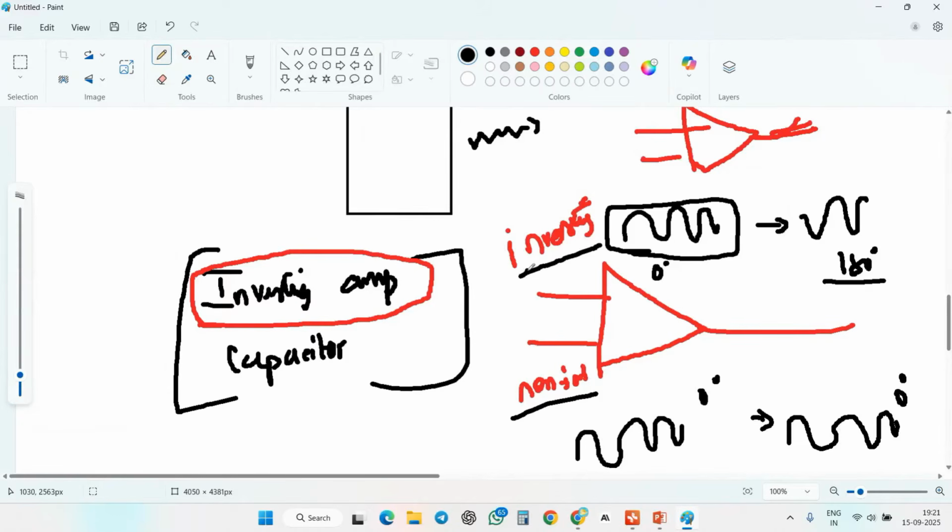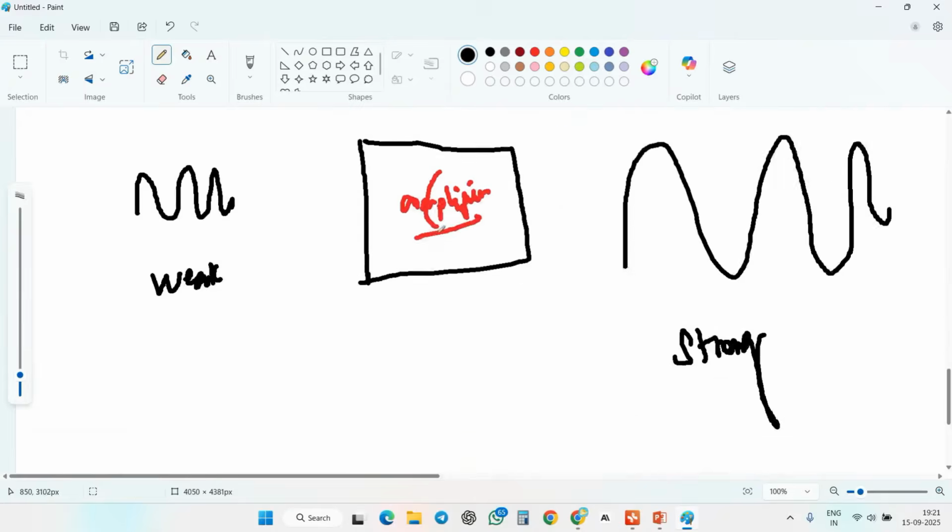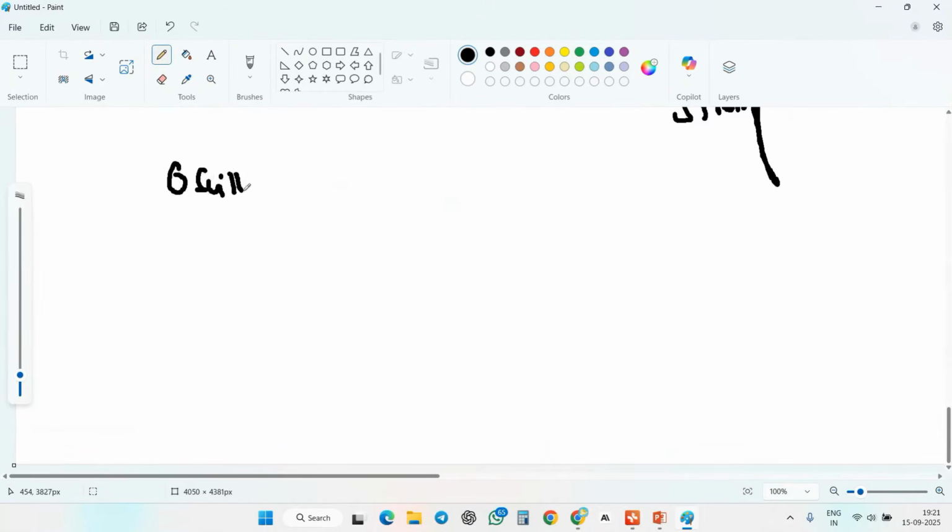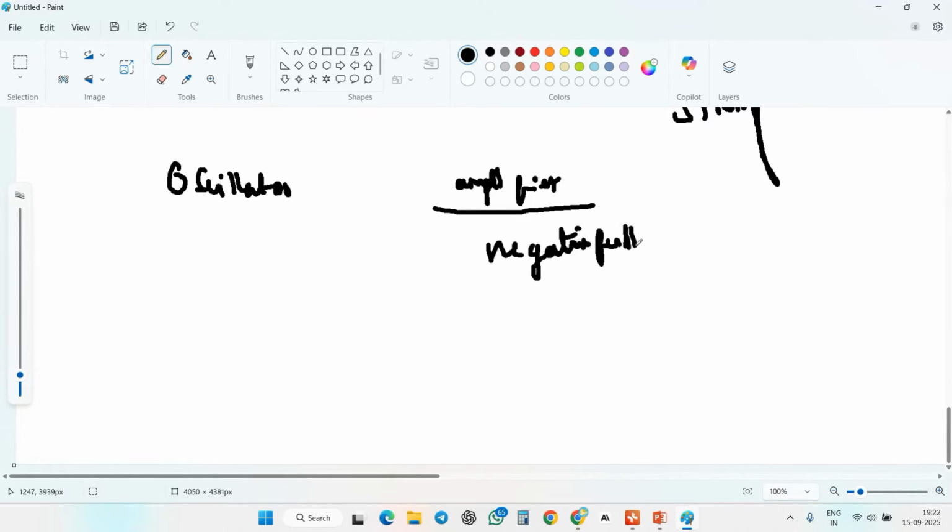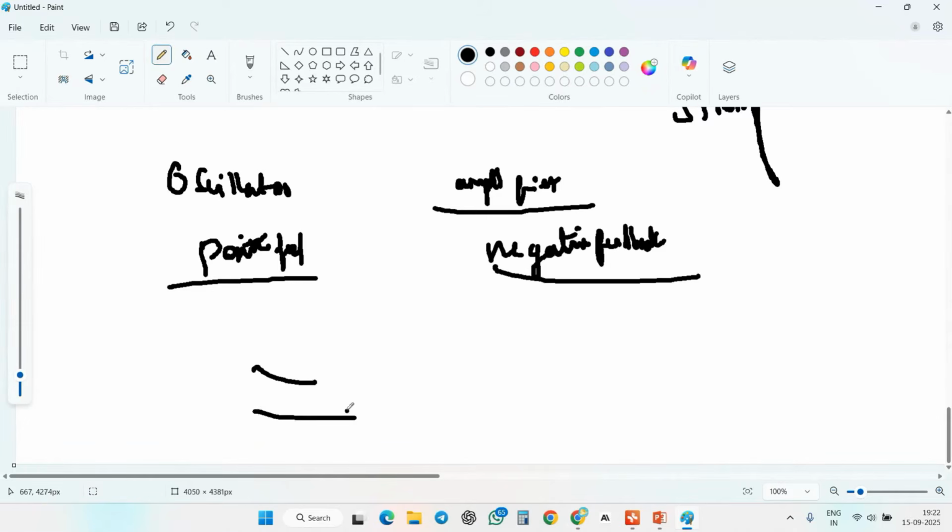Another very, very important thing to understand is the difference between the oscillator and your amplifier. An amplifier requires negative feedback, and an oscillator requires positive feedback. What do negative and positive feedback mean? First of all, understand what feedback means. Feedback means you are giving an input.